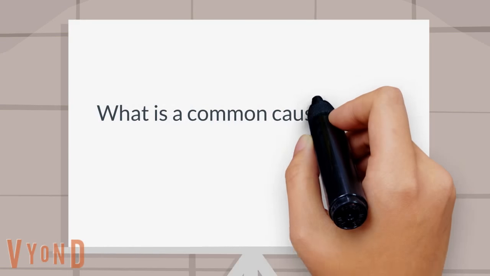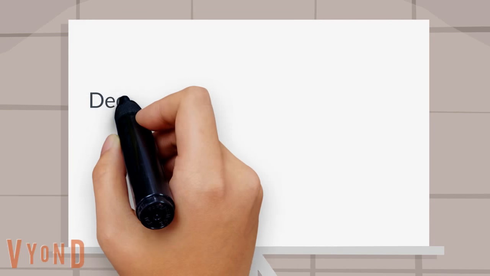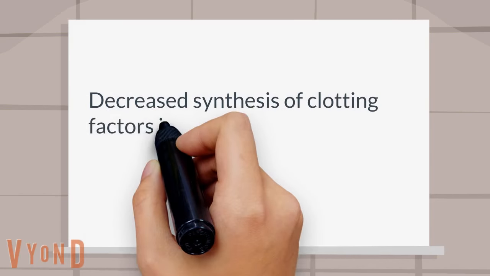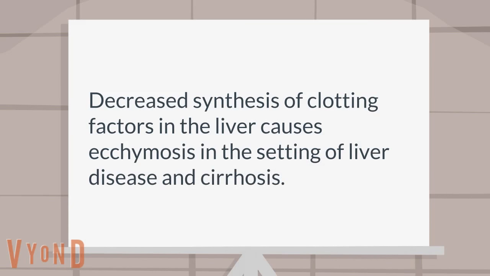What is a common cause of ecchymosis in the setting of liver disease? Decreased synthesis of clotting factors in the liver causes ecchymosis in the setting of liver disease and cirrhosis.